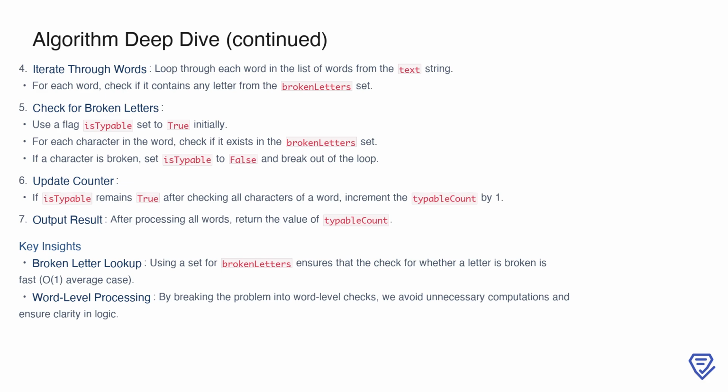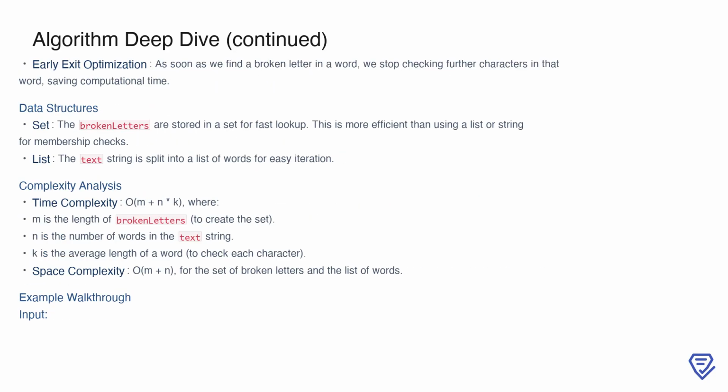Once all words have been processed, the final value of typable count is returned as the result. This approach leverages the efficiency of set lookups and avoids unnecessary computations, making it both clear and performant. To further optimize the process, we use an early exit strategy. As soon as we find a broken letter in a word, we stop checking the remaining characters of that word. This saves computational time, especially for longer words.